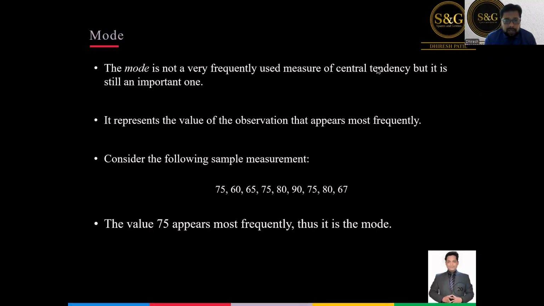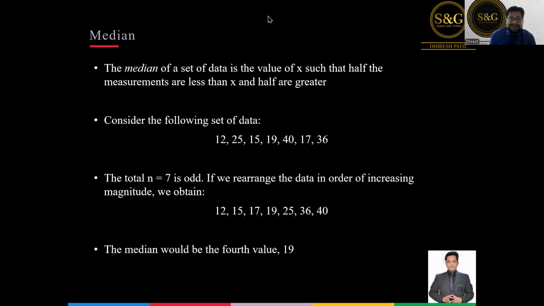Okay. Now, the third concept is median. Median is a central value. If I arrange the data set in ascending or descending order, what comes in the center? Look at it. This is the data set arranged in ascending order. So 19 comes in the center. So 19 is my median.